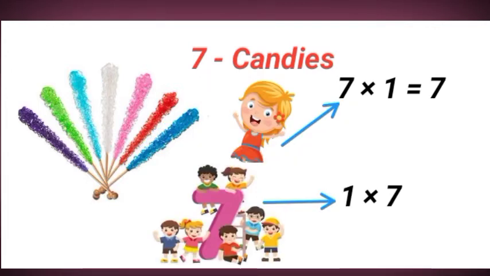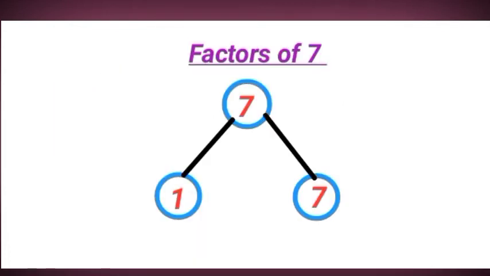Finally, we can share the 7 candies to 7 children. Each one will get 1. So the factors of 7: 7 into 1 is equal to 7. 1 into 7 is equal to 7. Only 2 multiplication facts we got. Actually, this is 1 multiplication only. We have 7 and 1. Let us write the factors of these. The factors of 7 are 1 and 7 only. We don't have any other factors.